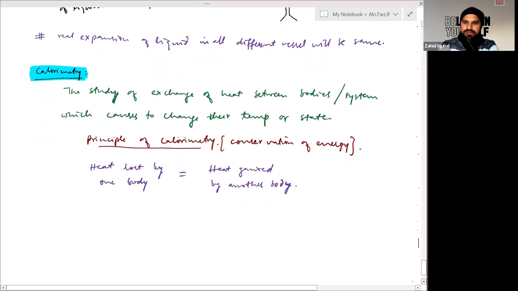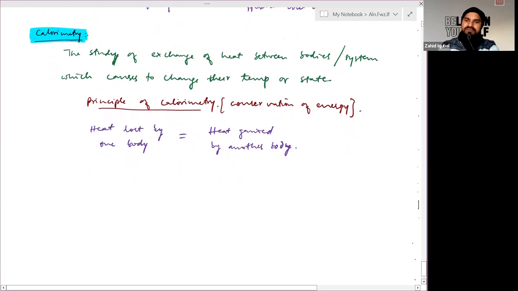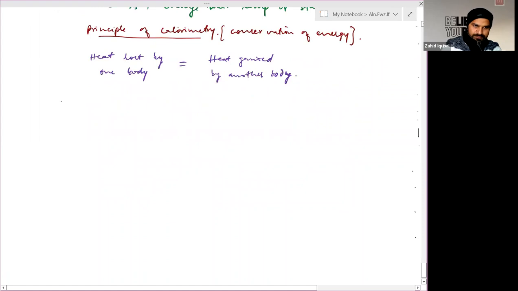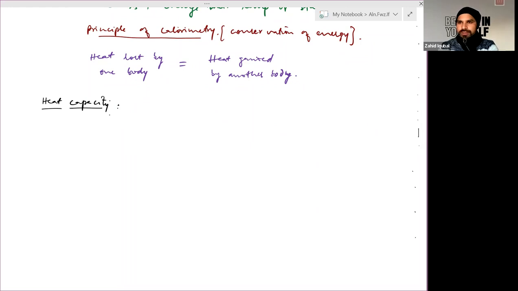Now, to define this particular study, let me define some basic terms related to this whole part. First is called heat capacity. It is simply the amount of heat required to raise or change the temperature of a substance by 1 degree centigrade at normal atmospheric pressure.